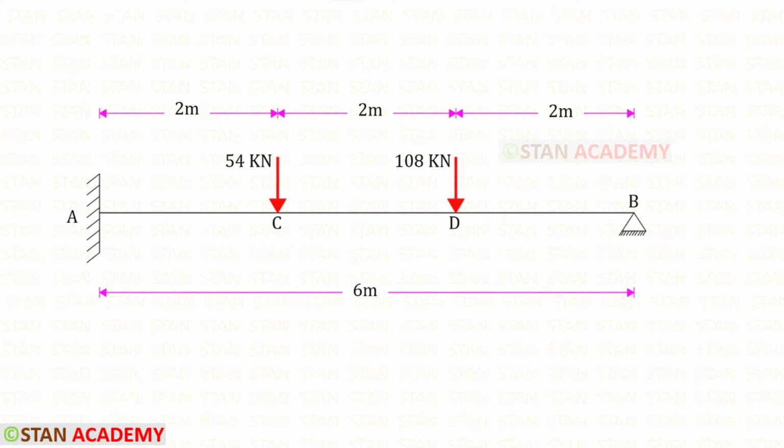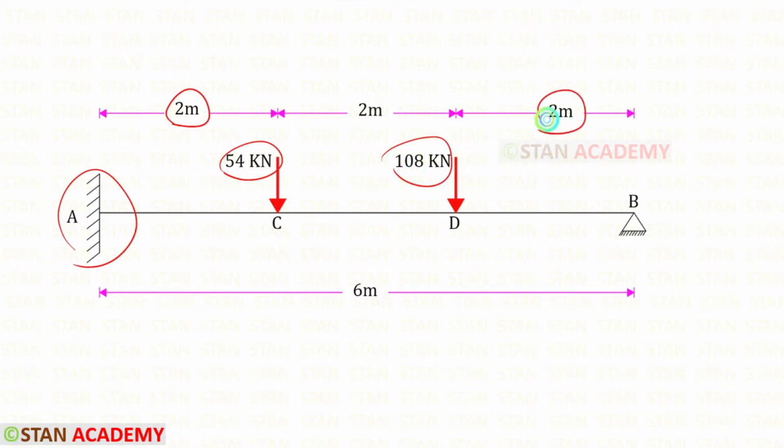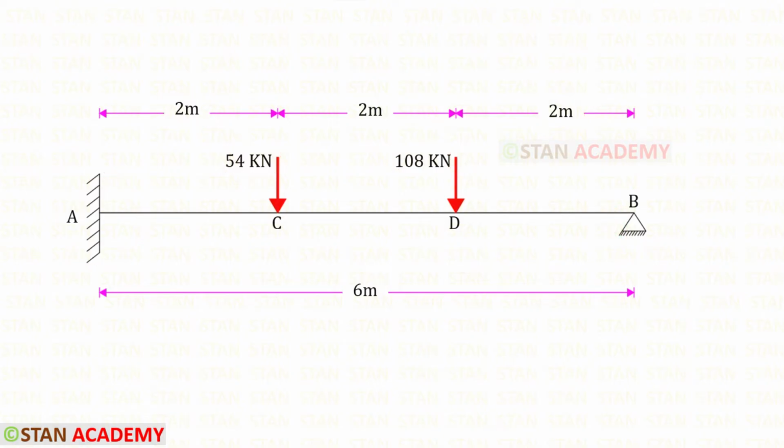Hello everyone. Today we are going to analyze this propped cantilever beam. In this beam there are two concentrated loads: 54 kilonewton, which acts at a distance of 2 meter from the left support, and 108 kilonewton, which acts at a distance of 2 meter from the right support. The length of the beam is given as 6 meter.